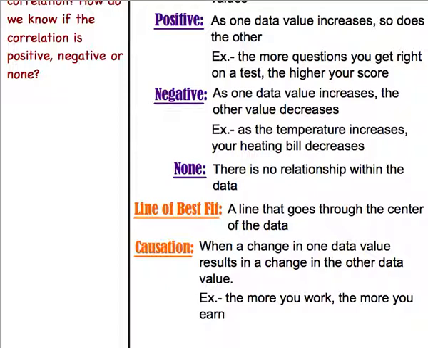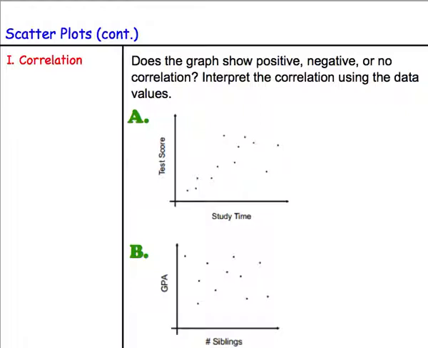So now the first thing we're going to talk about today is correlation. We want to know if the graph shows a positive, negative, or no correlation. And then we're going to interpret that using our data values. So our first one is correlating test score and study time. And as I can see, if I look here, in general, with few exceptions, that shows that as your study time increases, so does your test score. I would consider this to have a positive correlation.